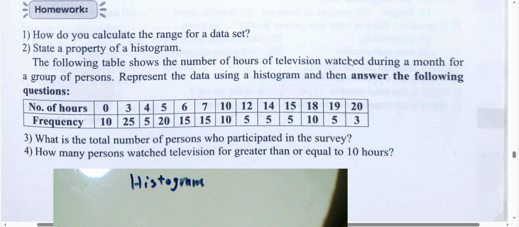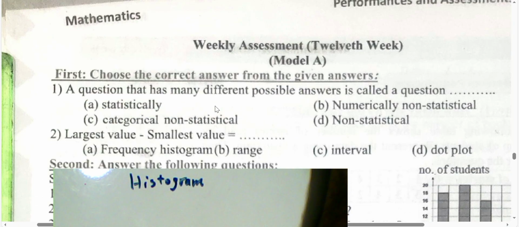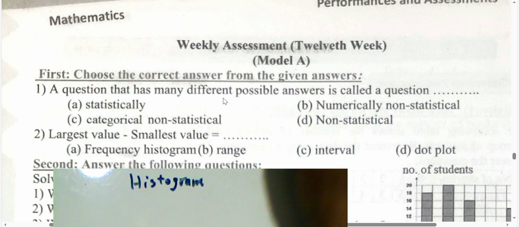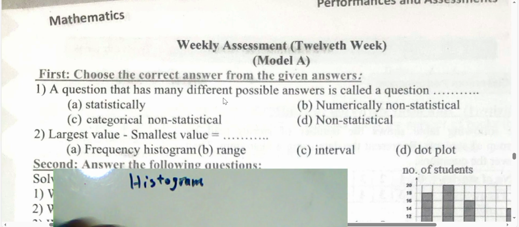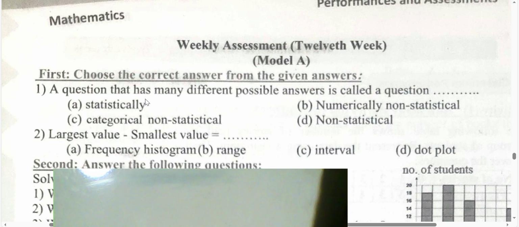Look at here. Weekly assessment, number 1, model letter E. A question that has many different possible answers, we call it a statistical question. It's statistical. We have different answers. Next question number 2. Largest value subtract smallest value. We call it what? Range. The range equals the difference between the largest value and the smallest value.